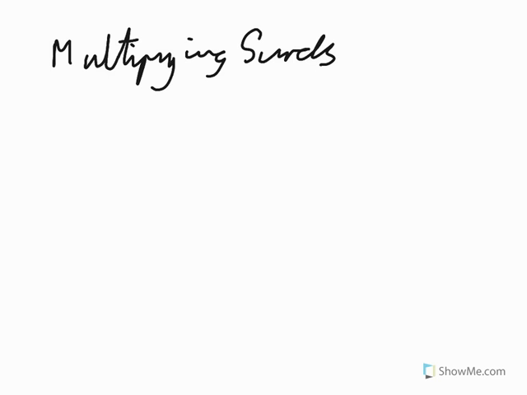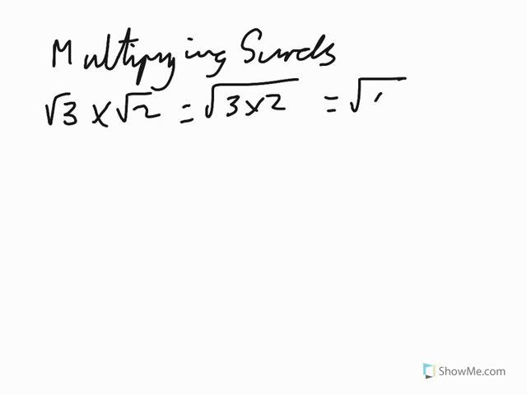Okay, multiplying the surds. It's a pretty simple process, really. And we multiply surds in very similar fashion to when we do other things. So, root 3 times root 2. We can put them together as 3 times 2, root 6. Okay, so that's a simple one.